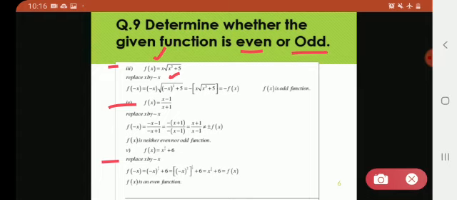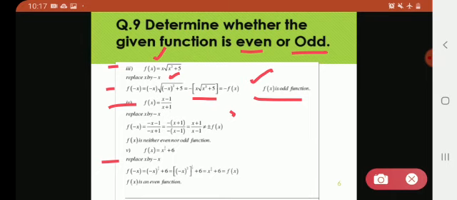So when you replaced x with minus x like this, after simplification you came to know that this is equal to minus of f of x, because your f of x was x radical of x square plus 5, and this is now minus of x plus radical of x square plus 5. So this is an odd function.